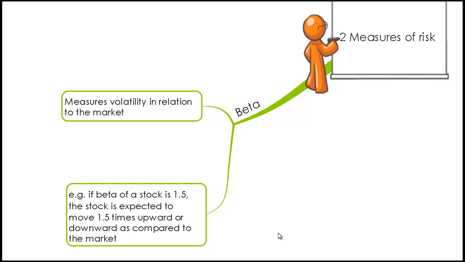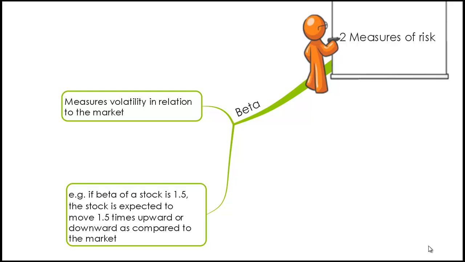The other measure of risk is beta. Beta basically measures volatility of a particular stock in relation to the market. Example, if beta of a stock is 1.5, then the stock is expected to move 1.5 times upwards or downwards as compared to the market. So if market moves up by 10%, the stock will be expected to move up by 15%. If market moves down by 10%, the stock will be expected to move down by 15%.